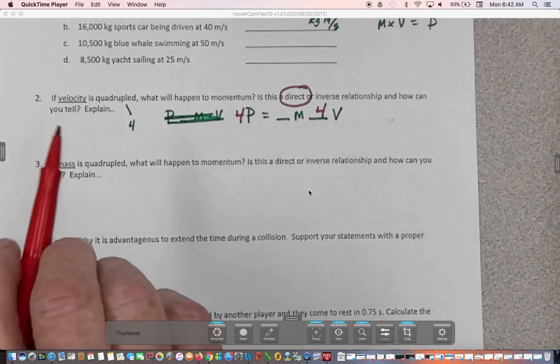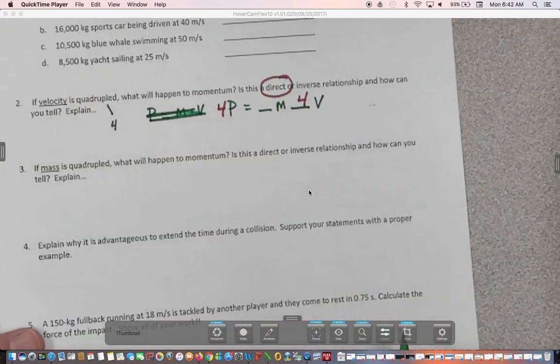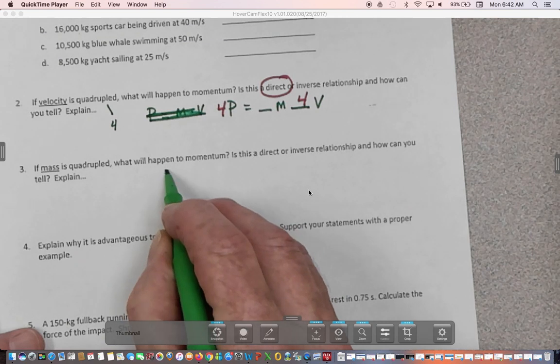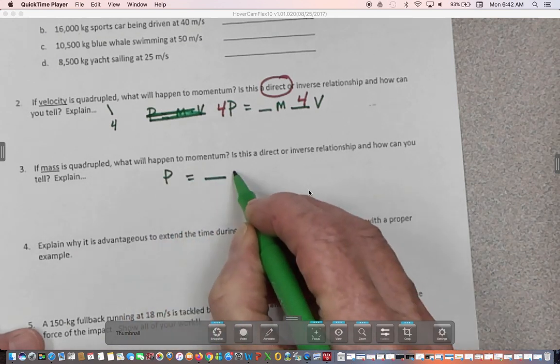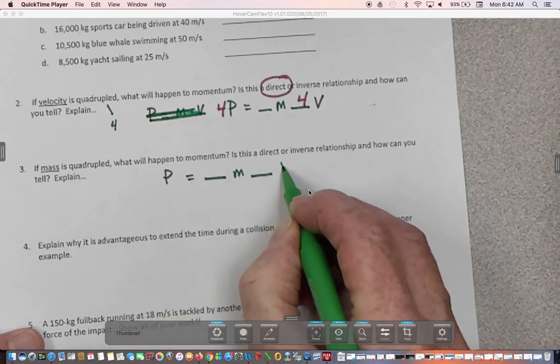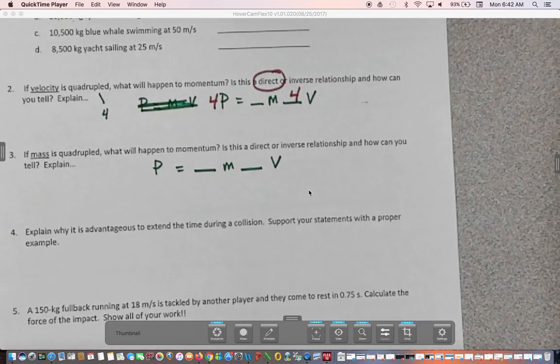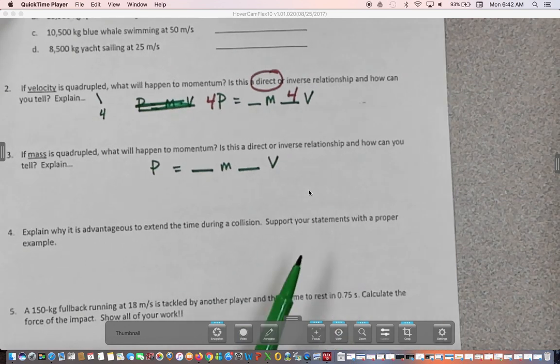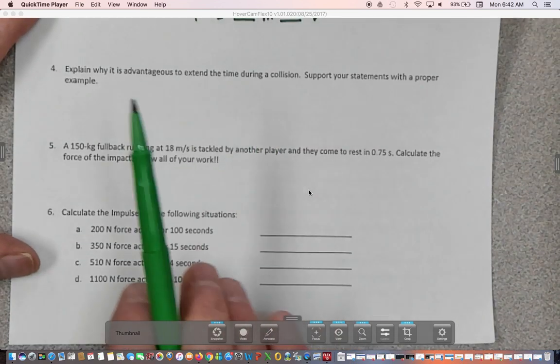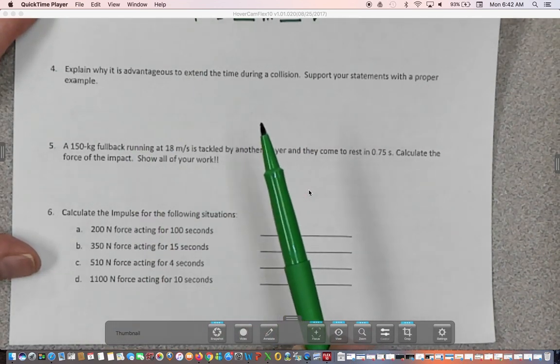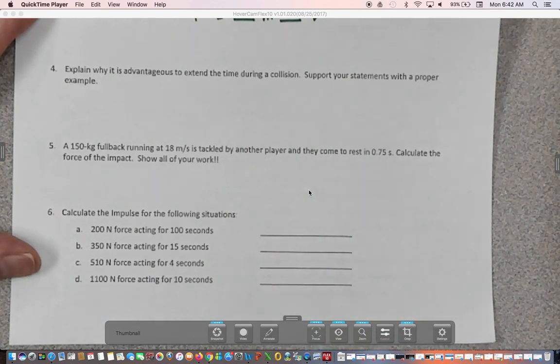If you use this formula for each one of these questions, you'll understand how to do these. It's very easy. Next, like I said, you don't have time to do this worksheet right now. Just keep up with the notes.